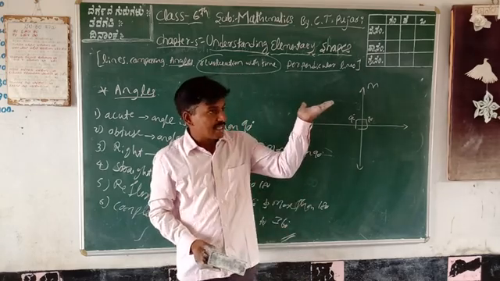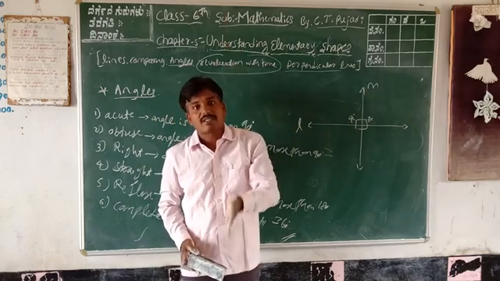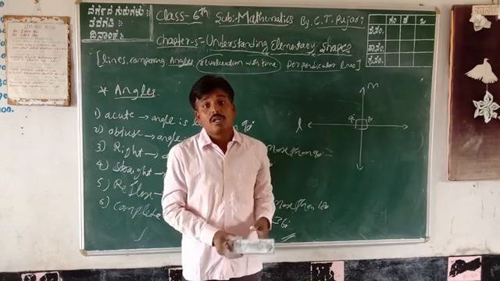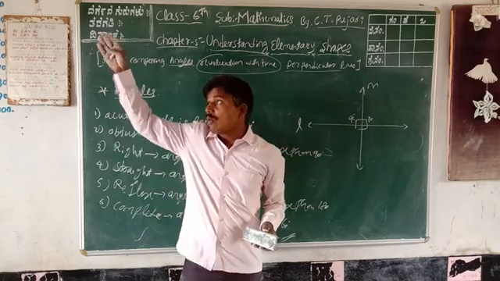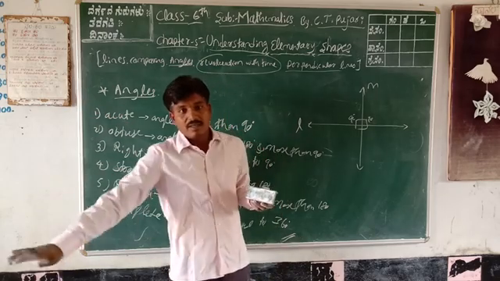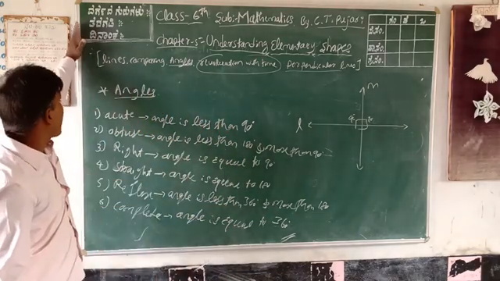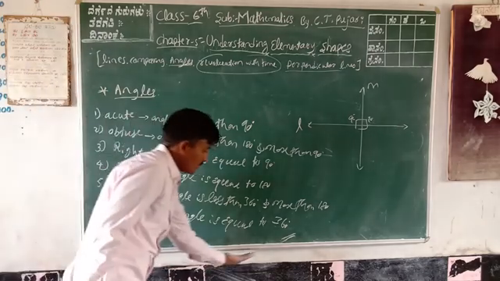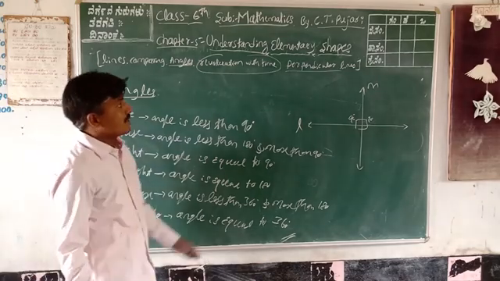Consider the x-axis is horizontal to the earth's surface, and the y-axis is vertical to the earth's surface. These are perpendicular lines. Some real world examples of perpendicular lines in your classroom: one wall is perpendicular to the slab. Also the corners of the blackboard or green board. This corner is perpendicular to this side. These are some examples of perpendicular lines.